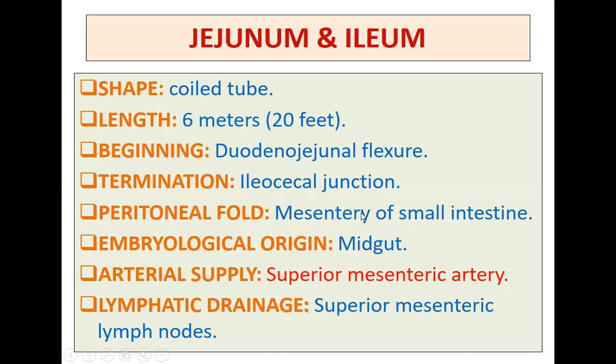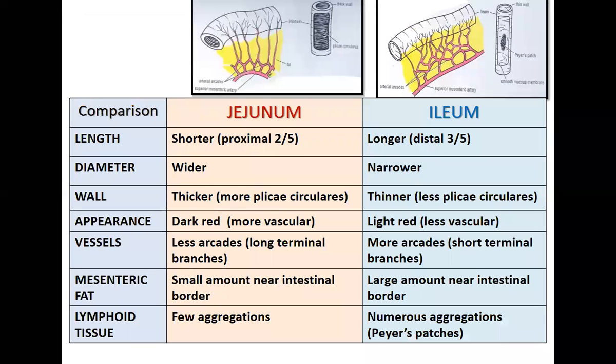Covered by the mesentery, as we have already seen, it has a long mesenteric peritoneal fold, and it developed from the midgut. The artery supplying this part will be the artery of the midgut, that is the superior mesenteric artery, and the vein draining will be the superior mesenteric vein, and the lymphatic drainage will be through the superior mesenteric lymph nodes. So everything is superior mesenteric. If you remember one, you can write for all: superior mesenteric artery, superior mesenteric vein, as well as the superior mesenteric lymph nodes.